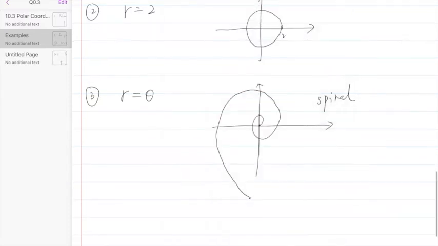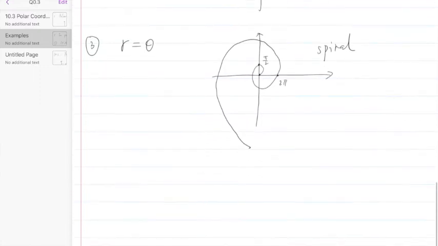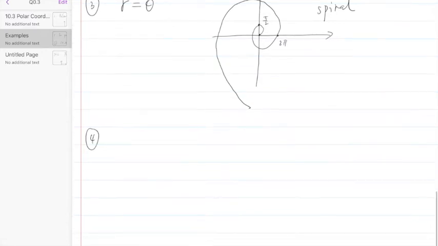Moreover, if you really want a detailed number, because r equals theta, and this one happens when theta equals pi over 2, that means the distance from 0 to here is also pi over 2. Okay, this is probably 2 pi, which means the distance from here to here is 2 pi, and so on. That's after a complete cycle where theta equals 2 pi. Good.